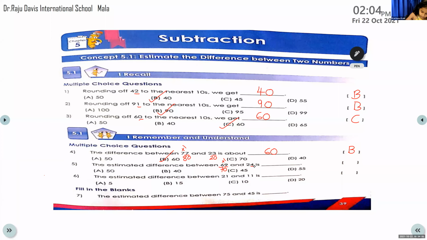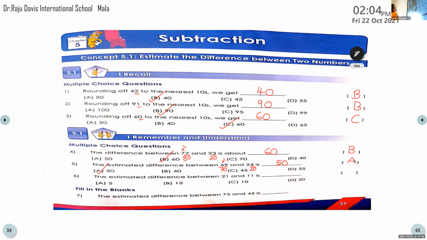Then we have to make the ones place 0. And what about 2? No changes have to be made because 4 is lesser than 5. So it will be 20. So 70 minus 20. 0 minus 0, 0. 7 minus 2, 5. 50. So the answer is A, 50. Good, Prarthana. Thank you, ma'am.